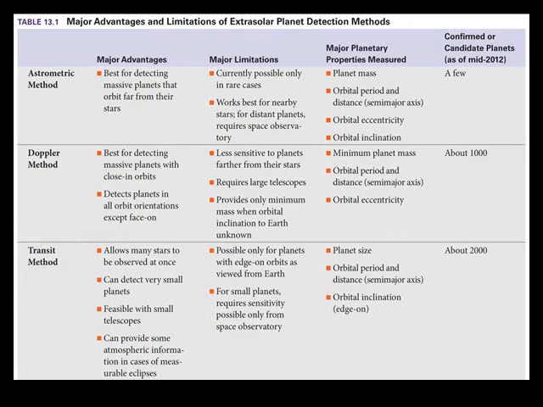Finally, this is a table from the text summarizing the advantages and limitations of the indirect methods I just talked about. I don't want to spend a lot of time here. You can have a look-see for yourself at the different techniques and the progress we've made so far with planet detection. That's it for now.